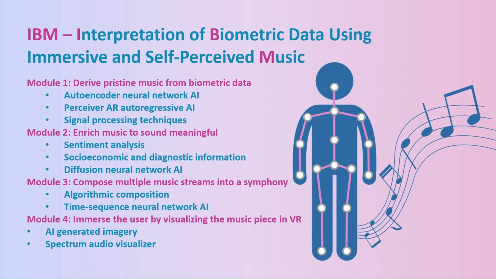This could be adding emotional context through sentiment analysis, contextualizing the music with socioeconomic and diagnostic information, or even just using diffusion neural network AI to generate a better sounding piece of music, like adding extra streams to the skeleton that can make it sound more meaningful. In Module 3, you take multiple of the created streams and fit them together into a symphony. This can be done with algorithmic composition involving time sequencing neural network AI.